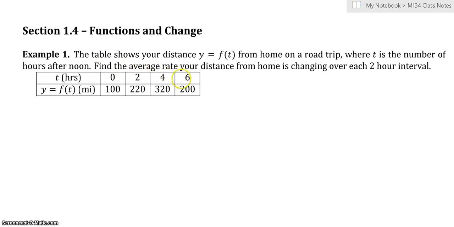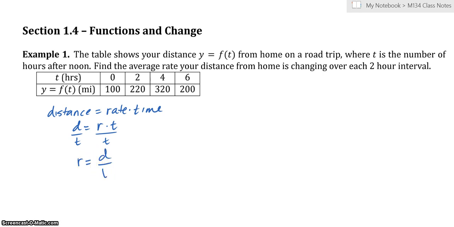Your average rate, as your distance from home is changing, so that's why it's called rate of change, over each 2-hour interval. So if you remember, we talked about this before, distance equals your rate times your time. So distance is rate times time. So here's the rate right here. I'm going to divide both sides by t, and I'm going to put the r on the left side. We know it's the distance over the time.